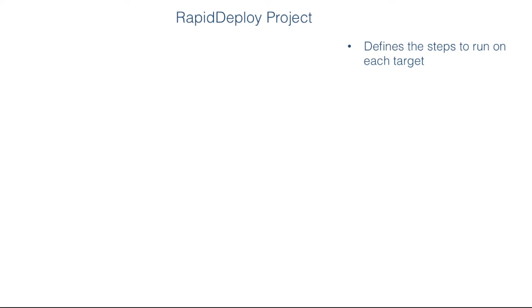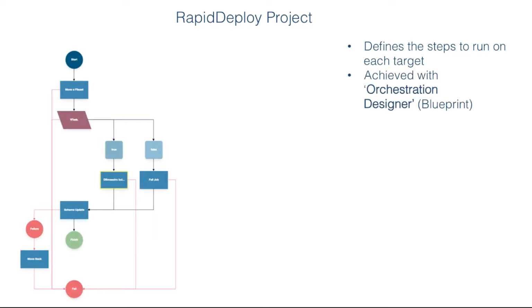Okay, and then we have the project. This is how we do our deployment. And this defines the steps to run on each target, and a target is a combination of server and installation and then configuration. We'll come to that in a moment. So this is achieved using our Orchestration Designer.